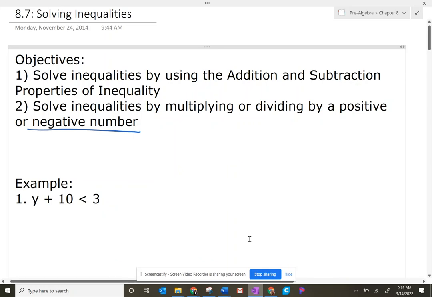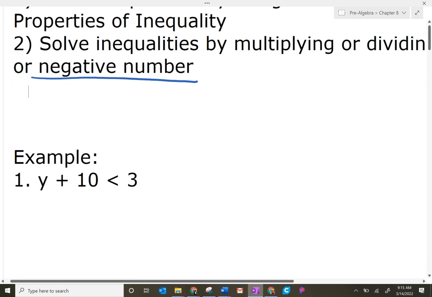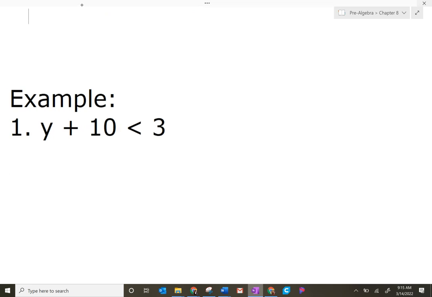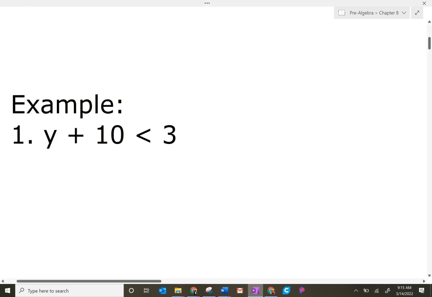All right. So again, solving inequalities. I'm going to work my way through this first one. The steps that we do to solve these are going to be just like what we worked before. So again, I've got that y plus 10. Now it says is less than 3. Just like before, I'm going to draw this line to go straight through it.